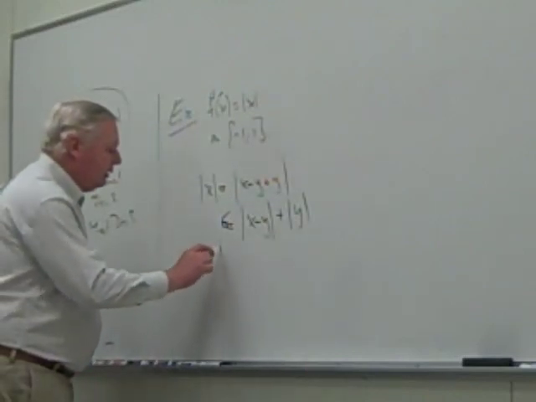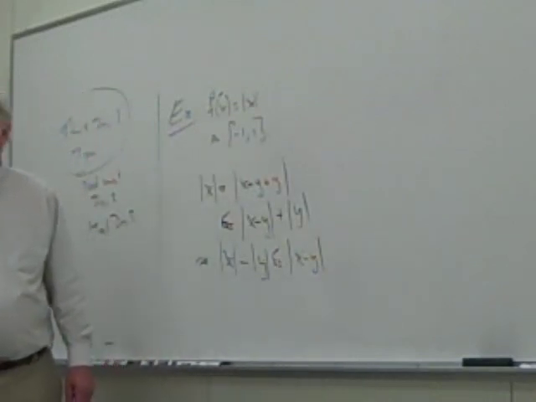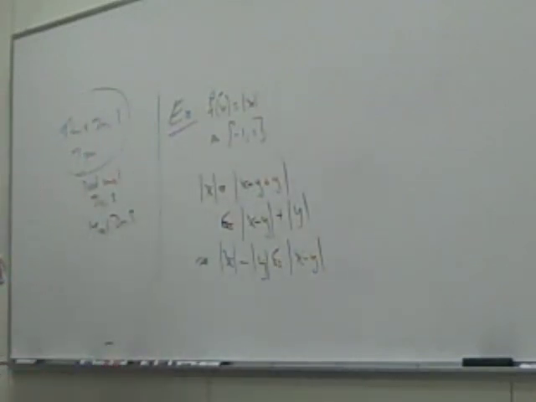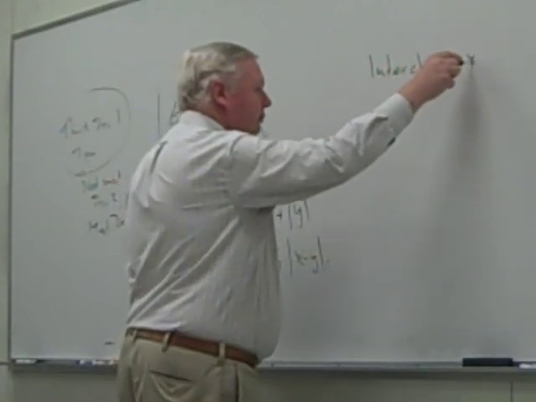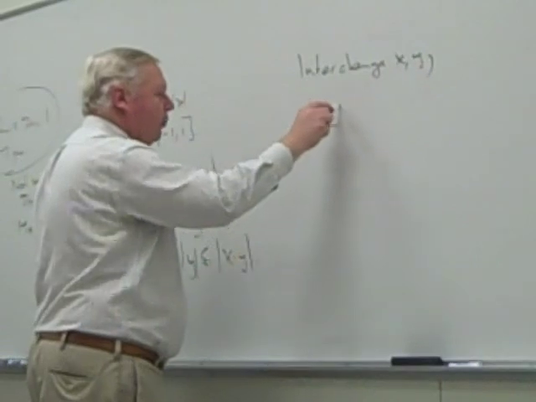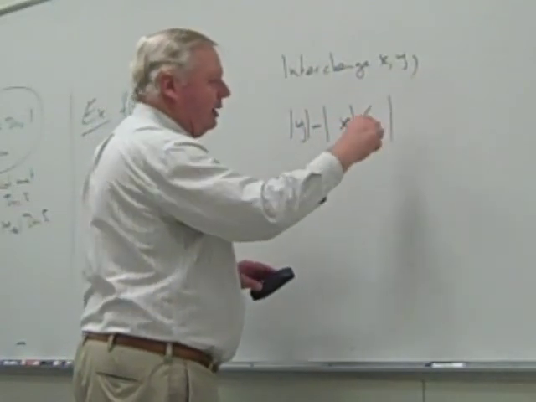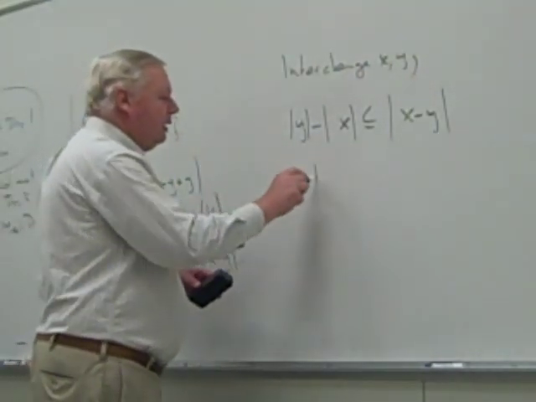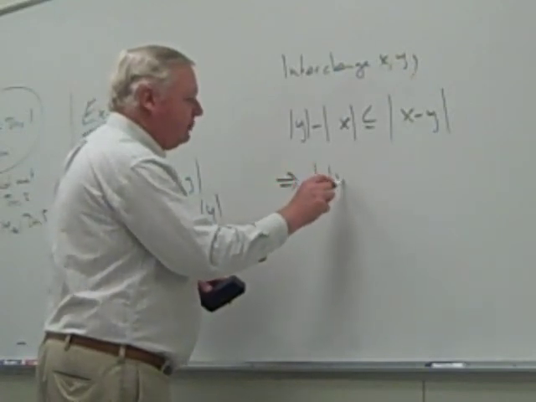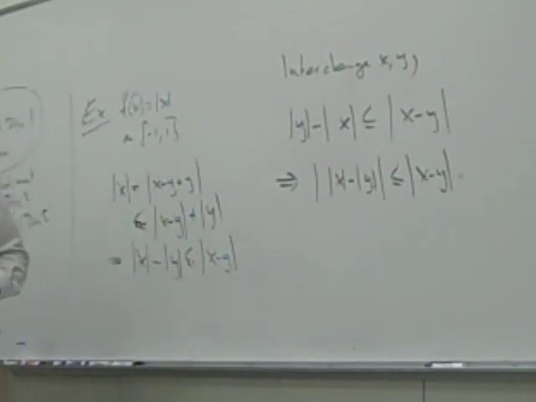And so, absolute value of x minus the absolute value of y is less than or equal to the absolute value of x minus y. Now, if you interchange the roles of x and y, what you get is the absolute value of y minus the absolute value of x is less than or equal to the absolute value of y minus x, but that's the same as absolute value of x minus y. And putting the two inequalities together, it tells us that the absolute value of x minus the absolute value of y is less than or equal to the absolute value of x minus y. So there is our Lipschitz condition for the function absolute value of x.